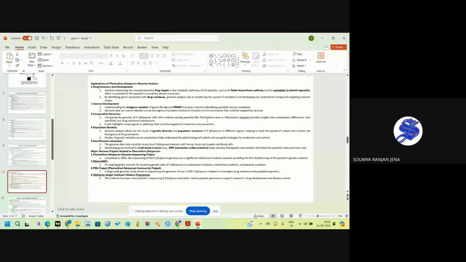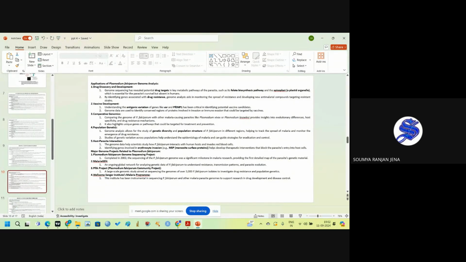Then with comparative genomics, we compare Plasmodium falciparum with other malaria-causing parasites like Plasmodium vivax or Plasmodium knowlesi. This provides insight into evolutionary differences, how they are different, and how their gene pool has changed. It also highlights unique genes and pathways that could be targeted for treatment or prevention.